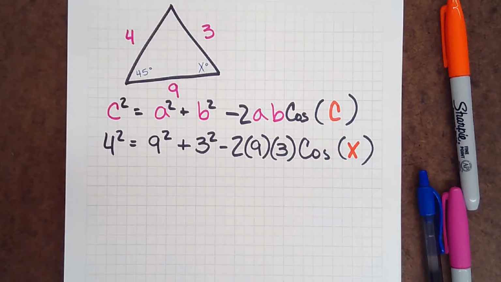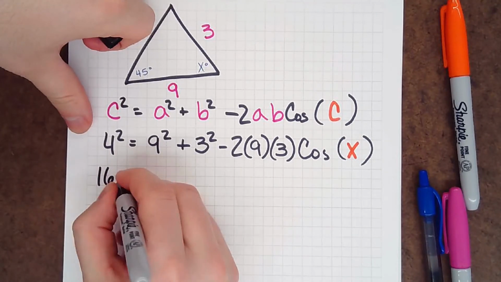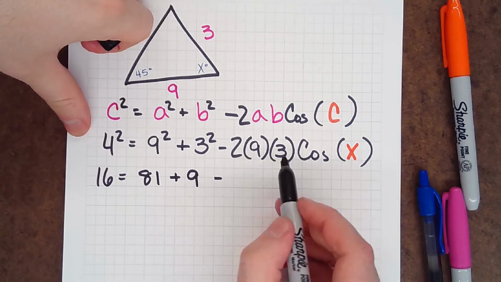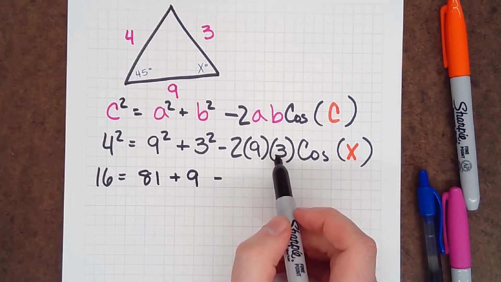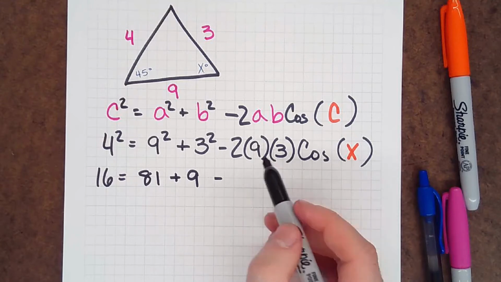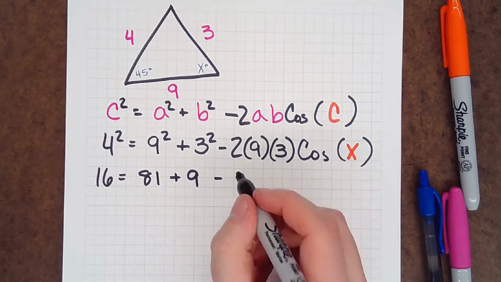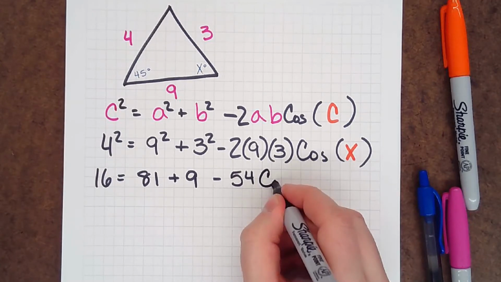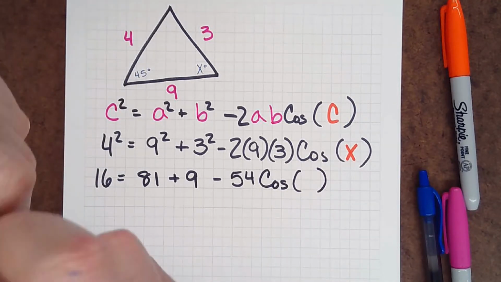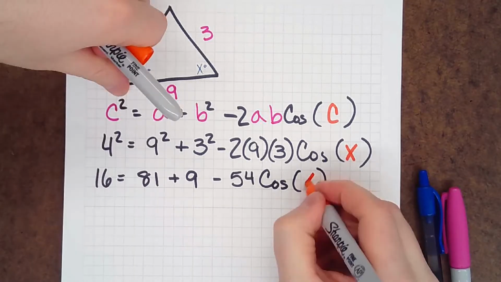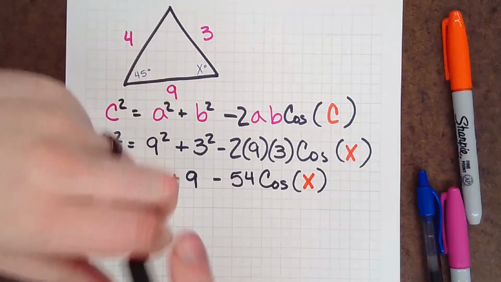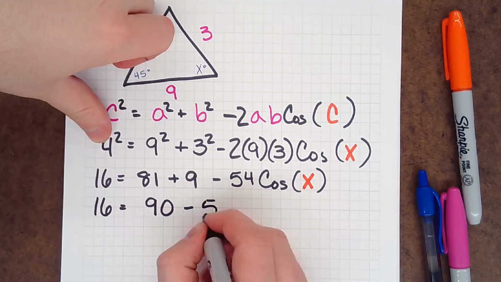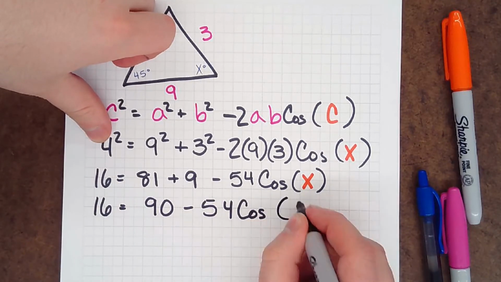So on this side, we know what 4 squared is. It's 16. Here we get 81 and 9, and then we get minus 2 times 9 times 3. Well, I'm going to do 2 times 3 first, because it's all multiplication. I can do it in any order. 2 times 3 is 6, times 9 is 54, and then we get times the cosine of angle x. All right, so we'll combine these. We get 16 equals 81 plus 9, which is a cool 90, minus 54 times the cosine of angle x.